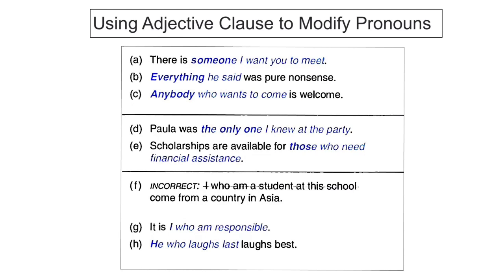Now we'll discuss using adjective clauses to modify pronouns. Adjective clauses can modify indefinite pronouns such as someone, everything, anybody, etc. Object pronouns, for example, who, whom, that, which, are usually omitted in the adjective clause as in A and B. Adjective clauses can modify the one, the ones, and those.